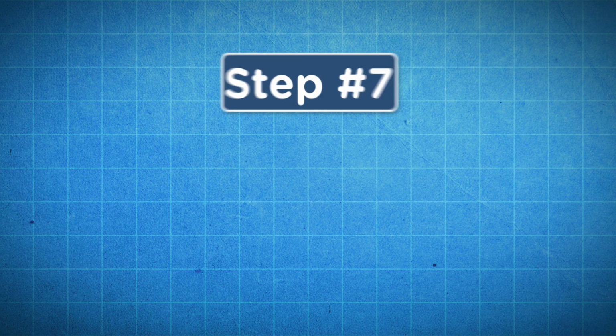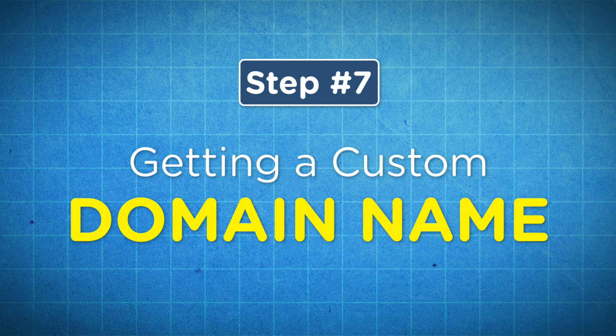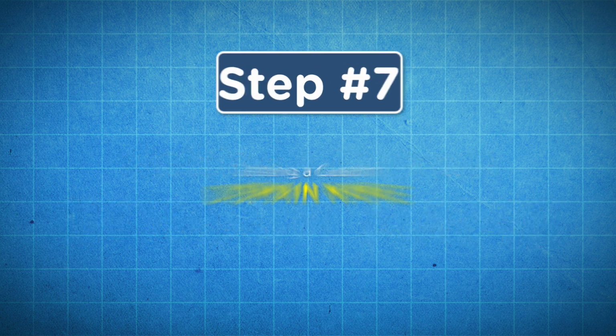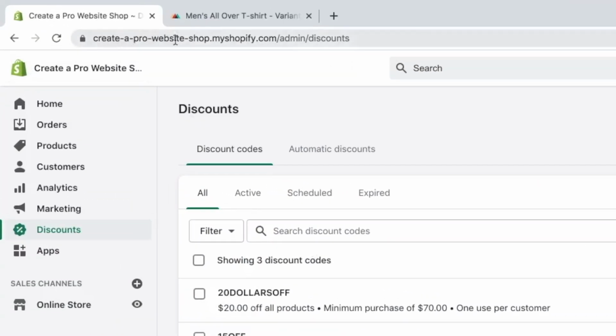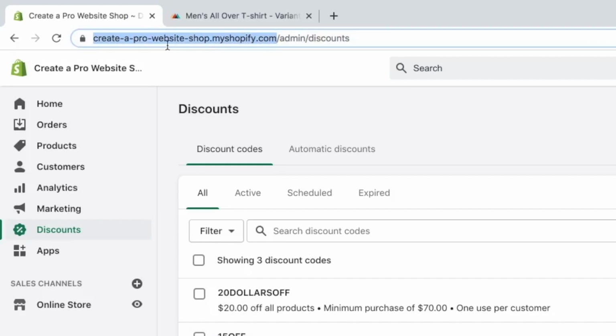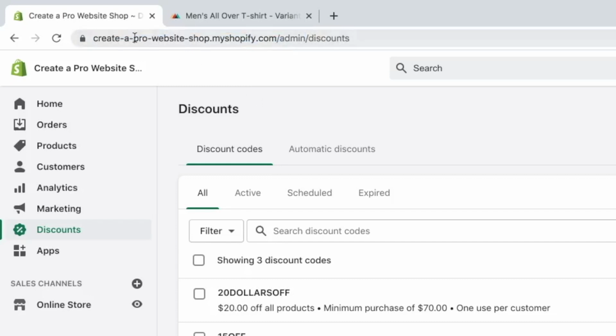Okay, so now we can move on to step number 7, which is to get a custom domain name. So right now you can see that our store is called createaprowebsiteshop.myshopify.com. This really doesn't look that professional. What we want is something like createaproshop.com or something like that. So I'm going to show you how to get that.